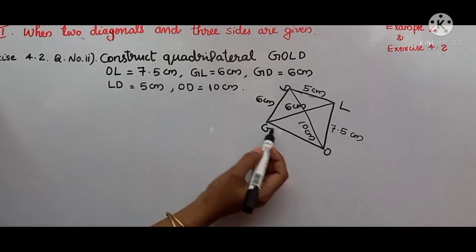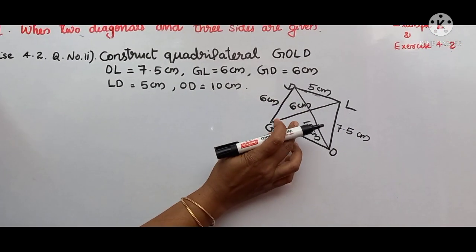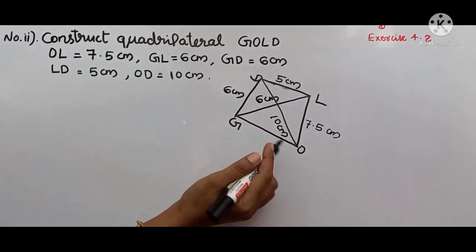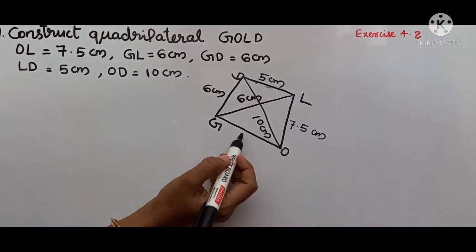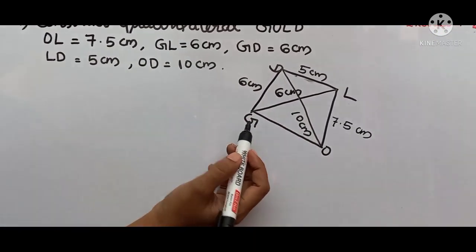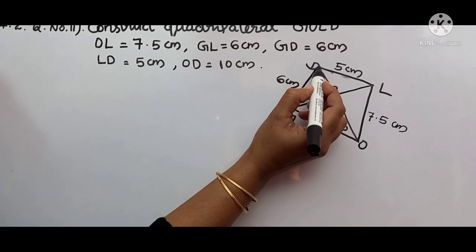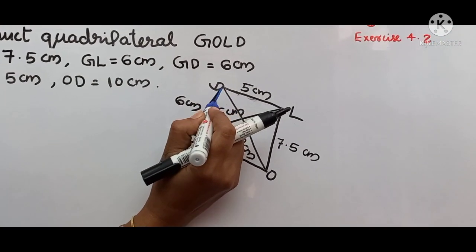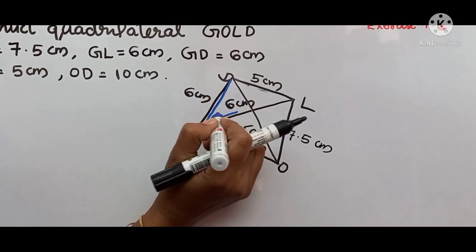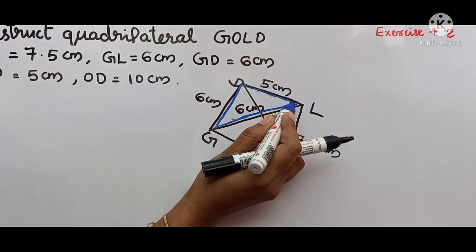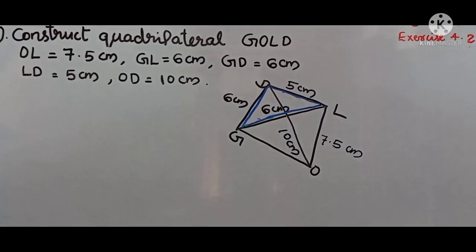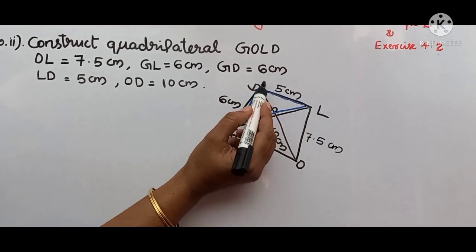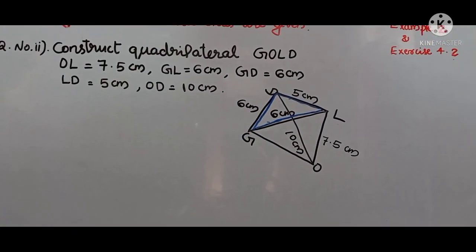And just to look here, GOLD, here we cannot construct this triangle GOL first, because here there is no side, only one side is given. So it's better to always construct the triangle where three sides are given. You can see this triangle DGL. We have to construct this triangle first, because GL is given, GD is given, LD is given. So construct GLD first.